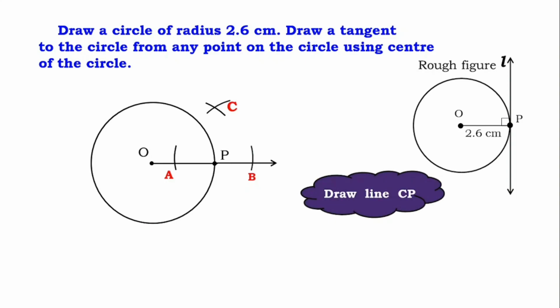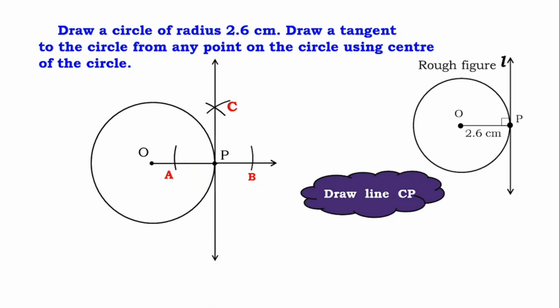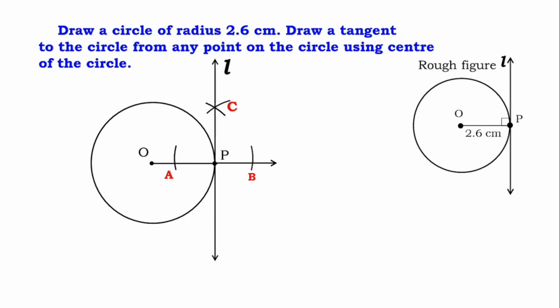Draw line CP. Now what I'll do? I'll take scale and pencil and draw a line. So this is my line L. So this line L is a tangent to the circle with center O passing through point P. Understood?